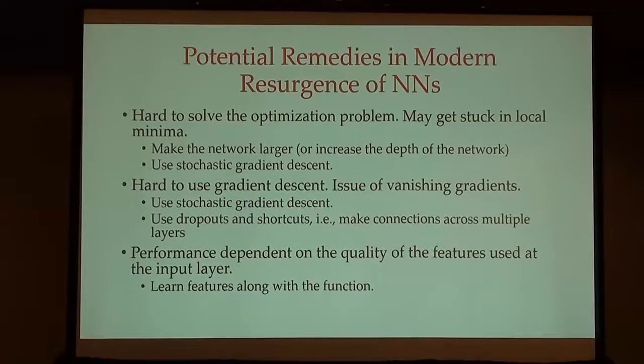So what does the modern resurgence say about these problems? For the first one, that it is hard to solve the optimization problem, what you should do is make the network larger, increase the number of variables, and use stochastic gradient descent.